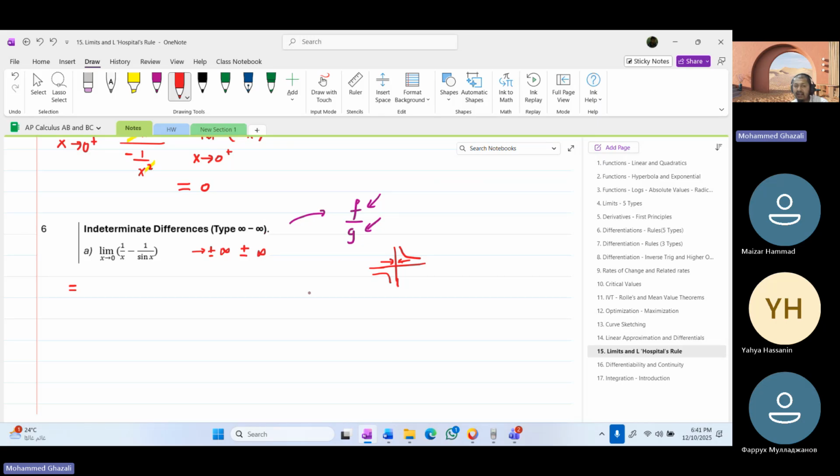You can't say infinity minus infinity is 0. Infinity plus infinity is still infinity, but you can't say infinity minus infinity is 0. Okay. Now, what do we do with this? We make LCD and we make numerator and denominator. We don't have a numerator and denominator. We have two numerators and two different denominators. We must make one denominator, one numerator.